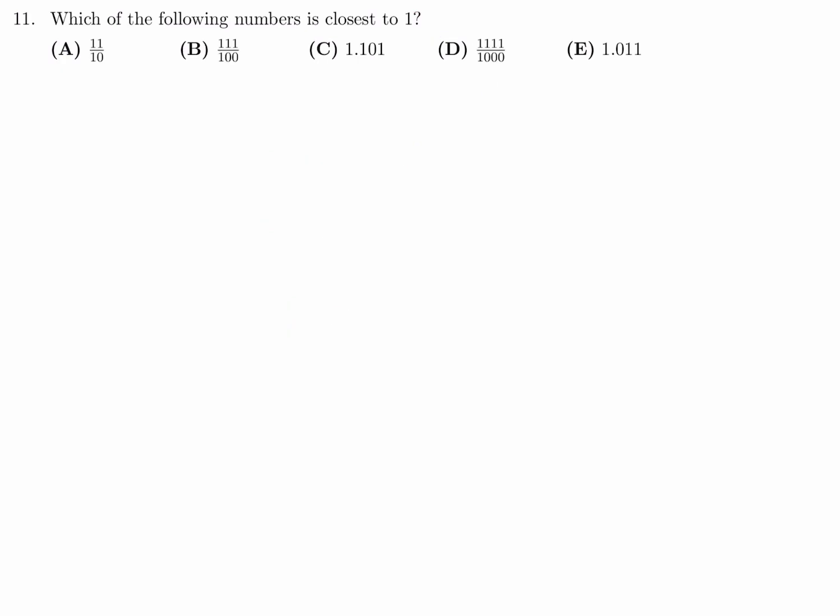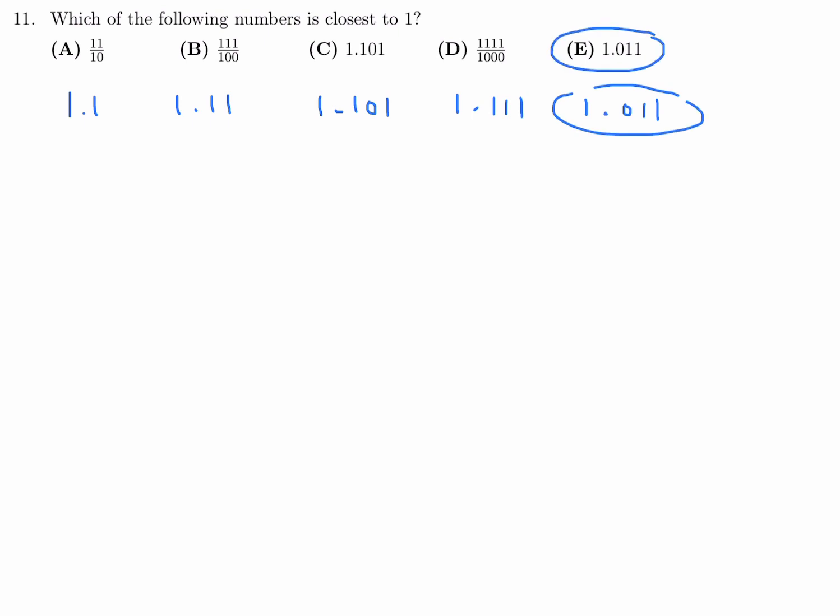Which of the following numbers is closest to 1? Let's convert all of these numbers to decimals. This is 1.1. This is 1.11. This is obviously already in decimal format. This is 1.111, and this is already in decimal format. So which one of these is closest to 1? It's the smallest number, and that will be closest to 1, right? So of these, the smallest number is obviously this one right here. So that would be closest to 1. So 11, the answer is E.